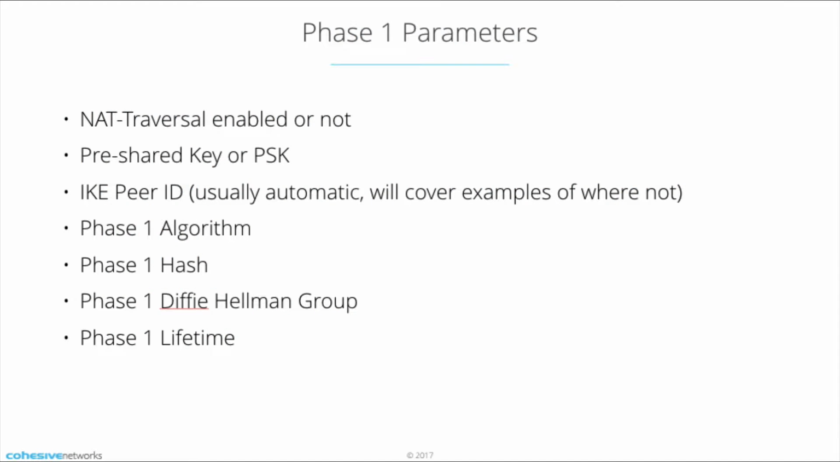So phase 1 parameters are NAT-Traversal enabled or not, and we'll go into detail on each of these. The pre-shared key for authenticating between the two devices, basically a shared password. What's called the IKE (Internet Key Exchange) Peer ID, which is often not used. Phase 1 algorithm, phase 1 hash, phase 1 Diffie-Hellman group, which has to do with how key exchange happens, and the phase 1 lifetime.